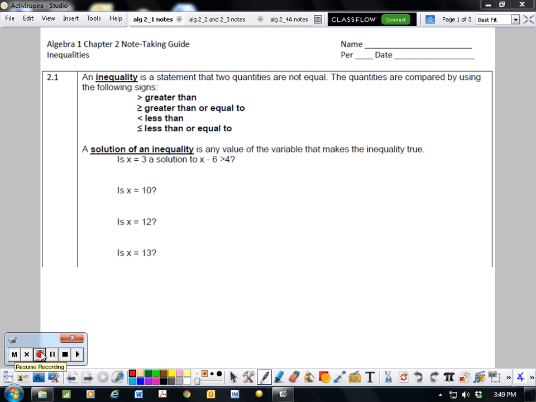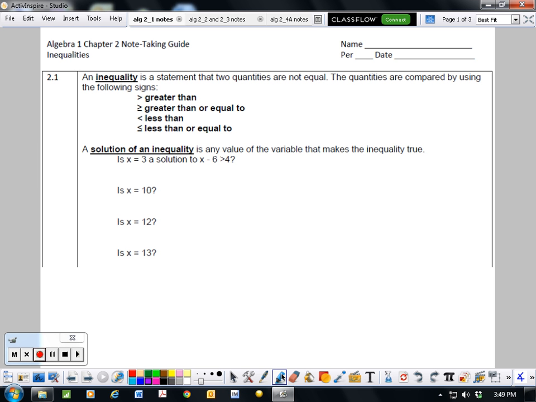Okay, so now we're ready to start going over our Algebra 1, Chapter 2 content, which is very familiar or similar to our Algebra Chapter 1 content. Before, we were solving equations; now we're going to be solving inequalities. So everything's very similar except that instead of an equal sign, we're now going to have our inequality symbols.